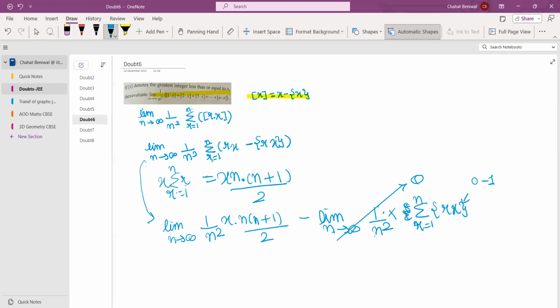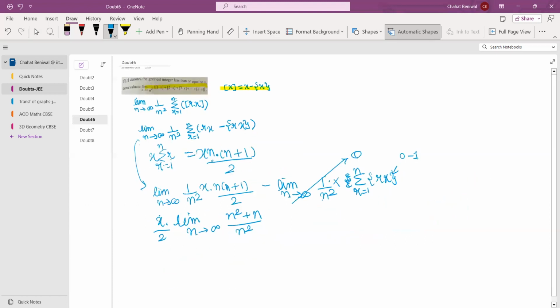So our question has reduced. Since we can take x outside of the limit, I'll take x upon 2 outside, and then we are left with limit n tends to infinity of n square plus n upon n square. So I'm going to divide by n square on both numerator and denominator, and let's see what happens.